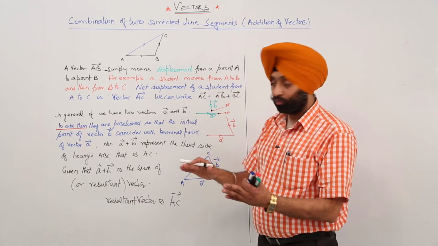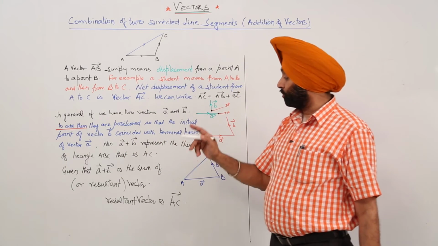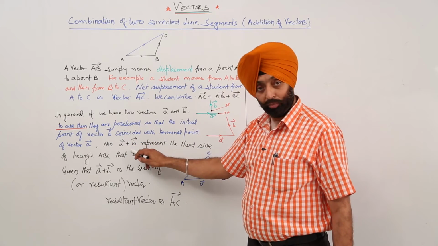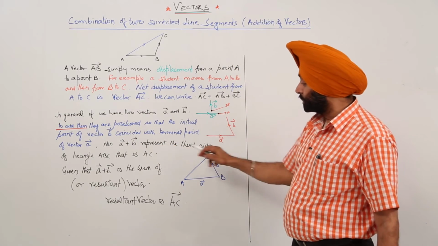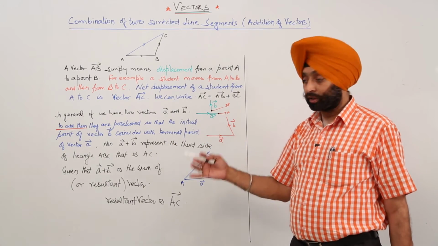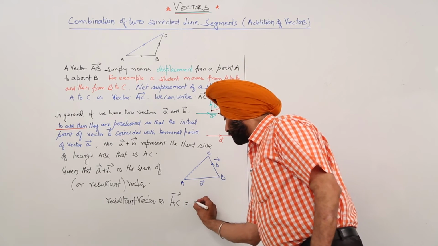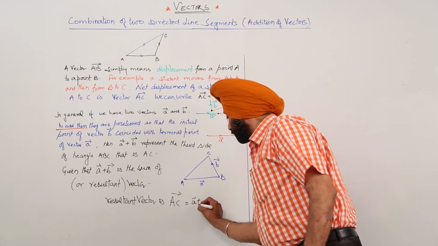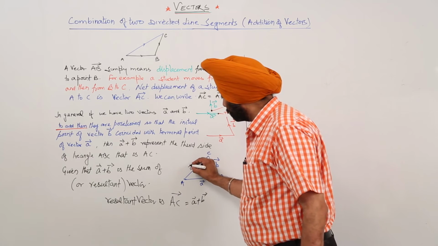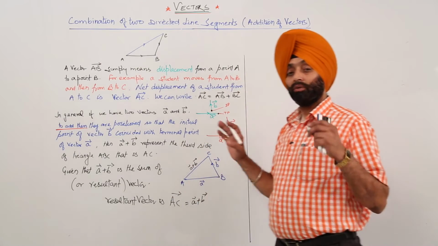When we have to add, we use this symbol for plus, but we will not say plus. For the timing I am saying plus. Now adding A and B represents the third side of triangle ABC, that is AC, and AC is called the resultant vector. We can write it as AC is vector A plus vector B. Is it clear? So this was one of the things.